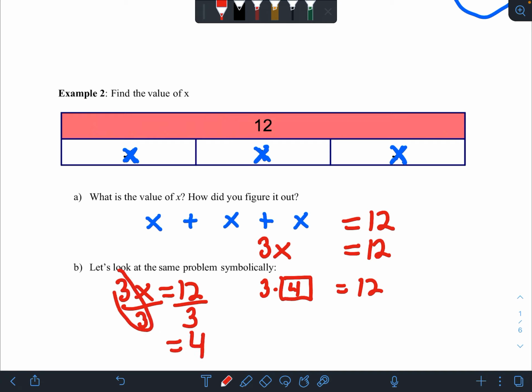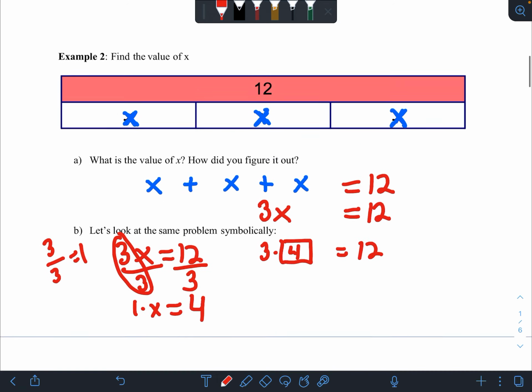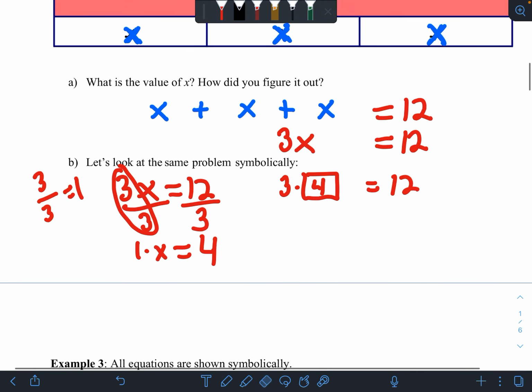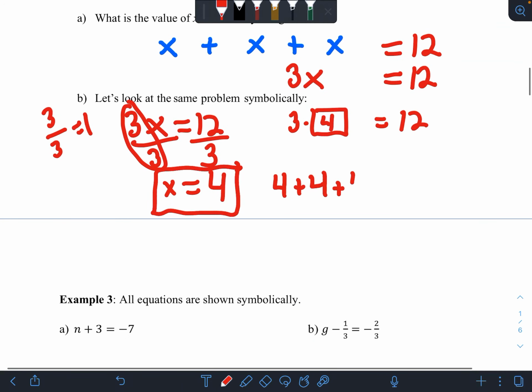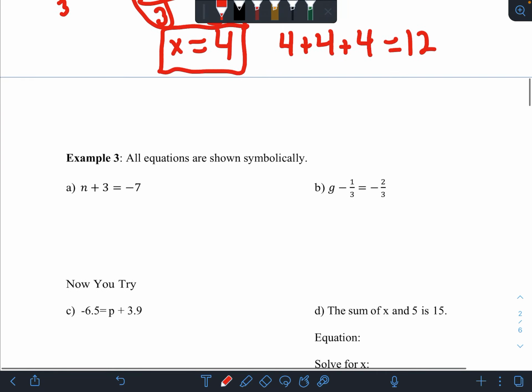These 3's are going to cancel themselves out because any number divided by itself is always going to equal 1. So we're going to be left with 1x. I don't have to write that 1, it's a little redundant, so we just say I'm left with an x. And we know that x is equal to 4. If I go back and check it, 4 plus 4 plus 4 is equal to 12.